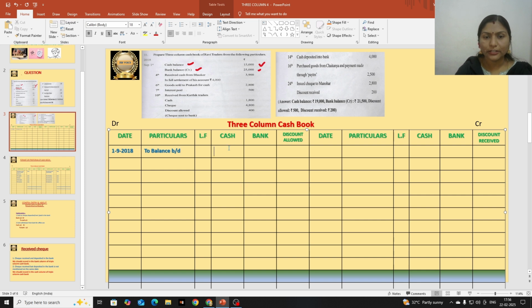And where will we put the amount? Cash balance 15,000 we record in the cash column, but the bank balance we should record on the credit side. We should not write on the debit side, we will write on the credit side. So go to the credit side and record there.